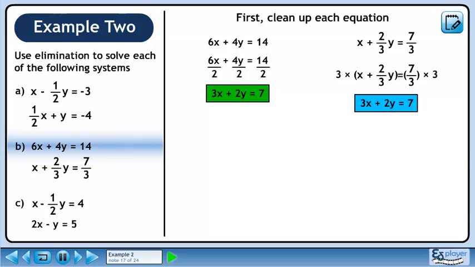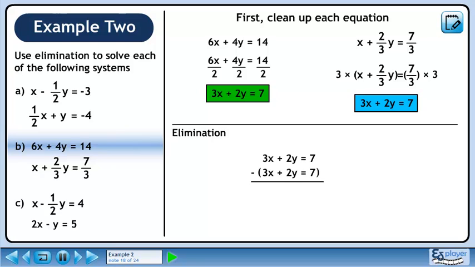The second equation has fractions. Multiply both sides by 3 to get 3x plus 2y equals 7. Now we can use elimination to solve for the variables. Stack the two simplified equations.